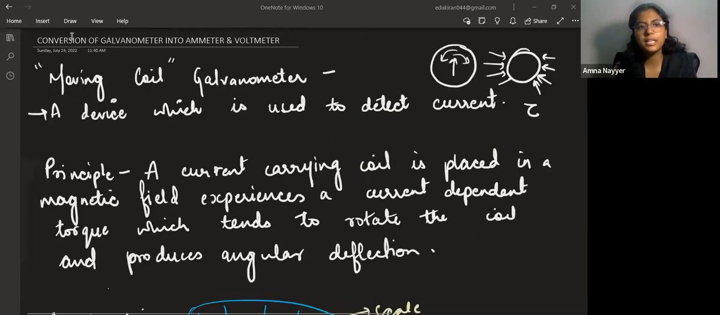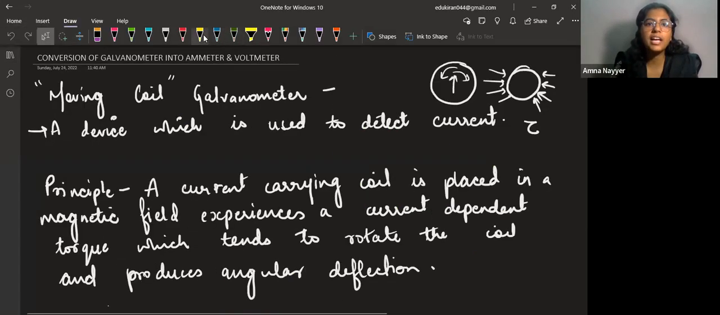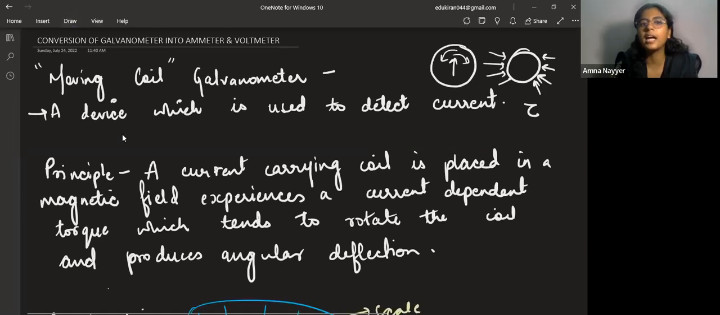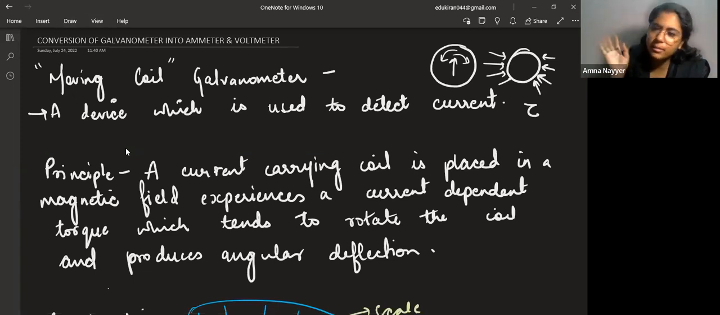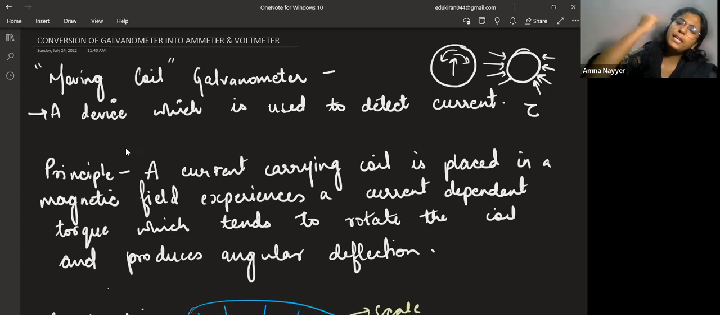Fine, class. Last topic, that is conversion of galvanometer into ammeter and voltmeter. So first you have to understand what this device, the moving coil galvanometer, is. Galvanometer is basically working on the principle of torque only, which you have studied right now. That same torque will be used, and the principle of galvanometer also involves this torque only, to rotate the dipole and produce angular deflection.